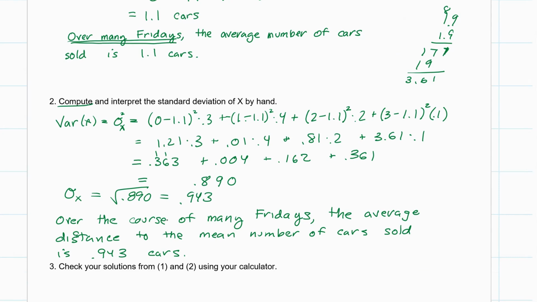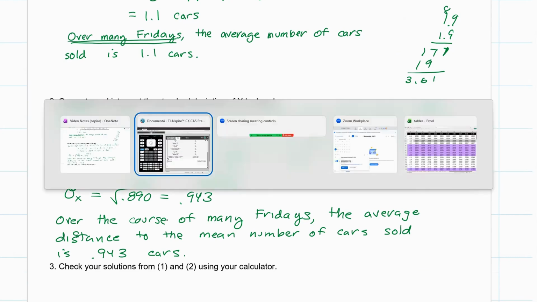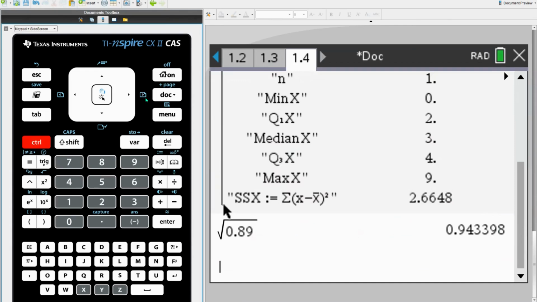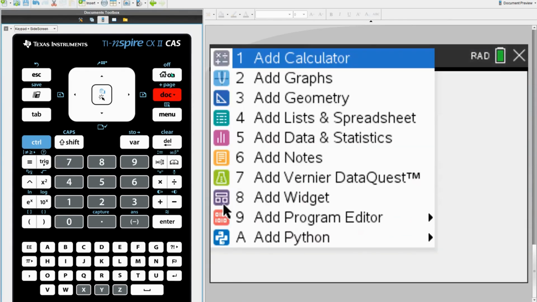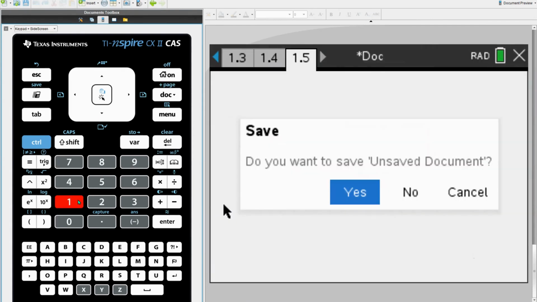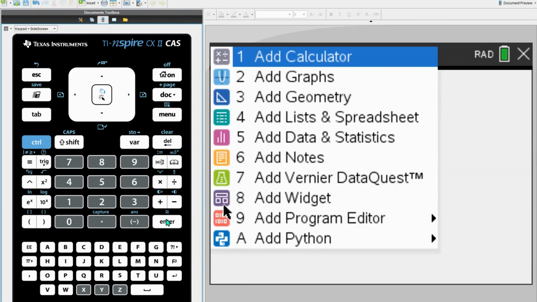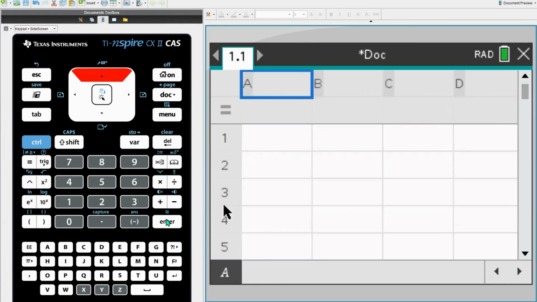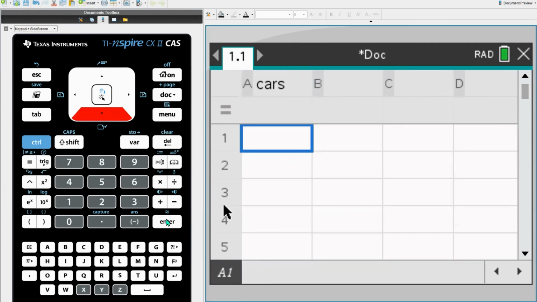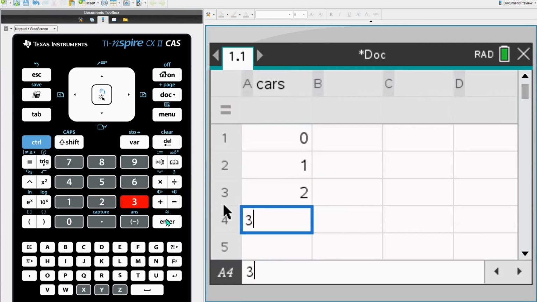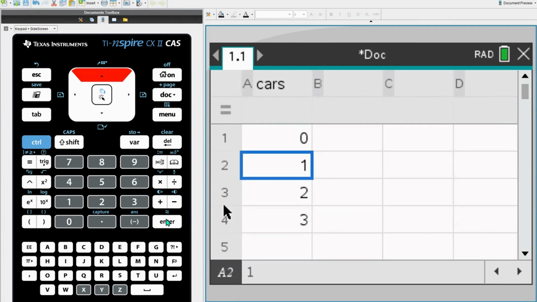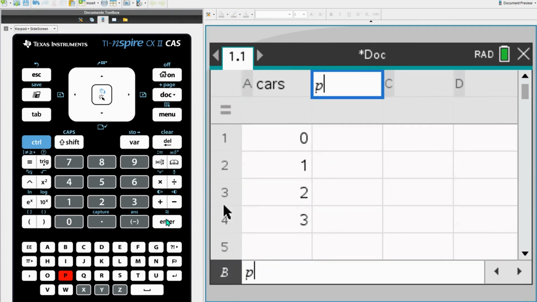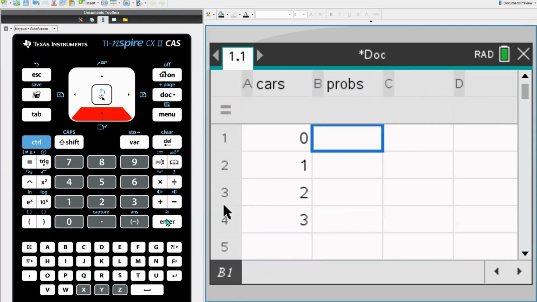All right, so we worked really hard to do this by hand. Let's try this out on the technology. So let's go back to our calculator. I'm going to create a new page. Actually, I'm going to create a whole new document. Let's get rid of all that other work. No, I don't want to save that. So I'm going to have a list and spreadsheet page. I'm going to put in this column cars, and this is the number of different cars sold, which range from 0 to 3. I'm going to put in here probs, and here are the probabilities for each of those particular outcomes.